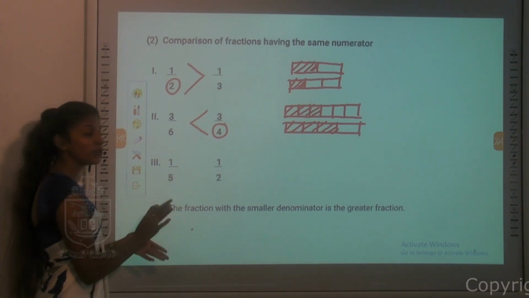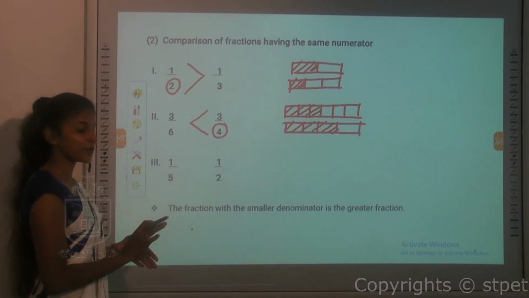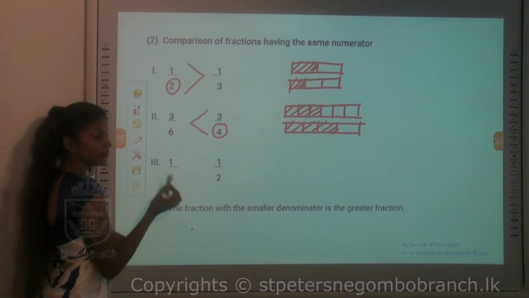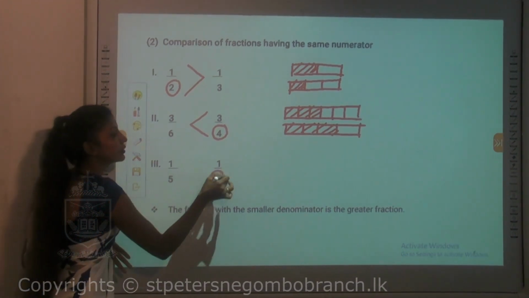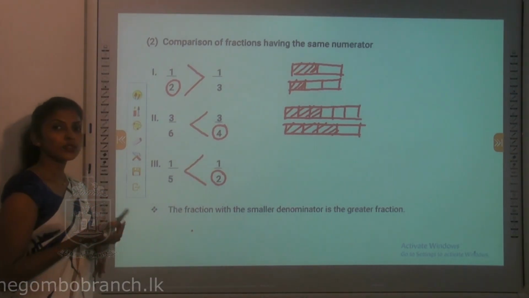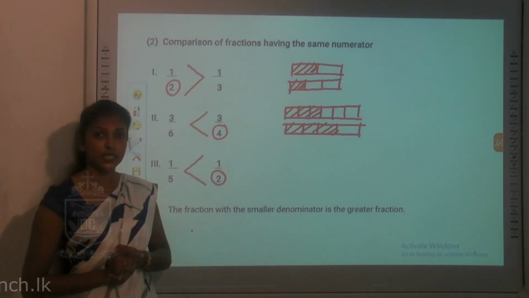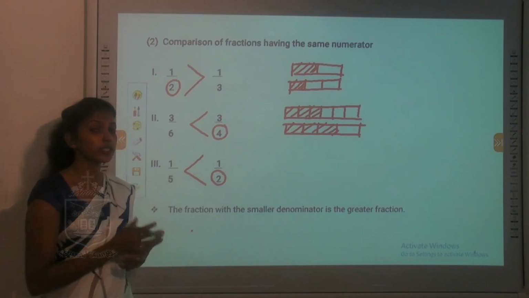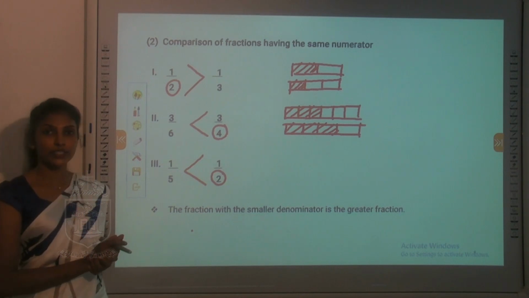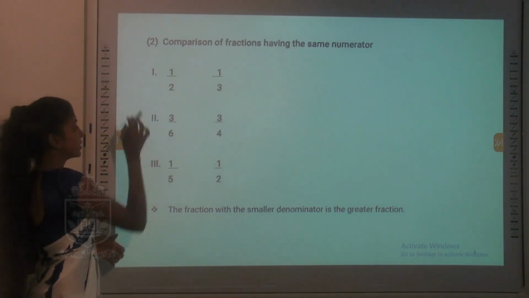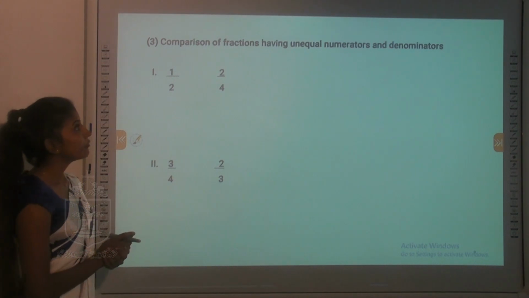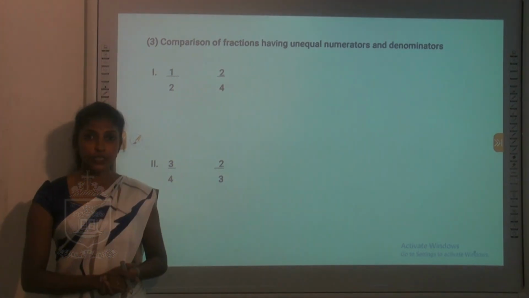Third one, now I'm going to do this without drawing the diagram. As I told, 2, 2, 5, which is small, 2. So which fraction will become large? This fraction. So that is a very easy way of comparing two fractions when you have the same numerator.